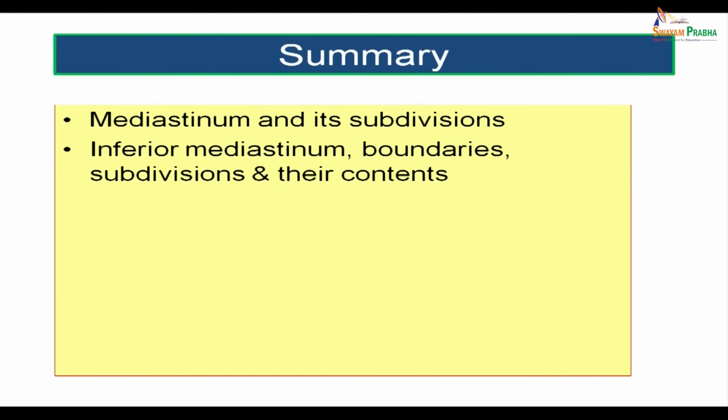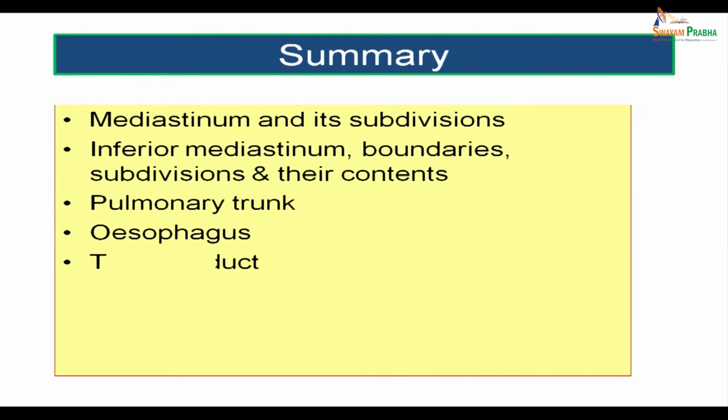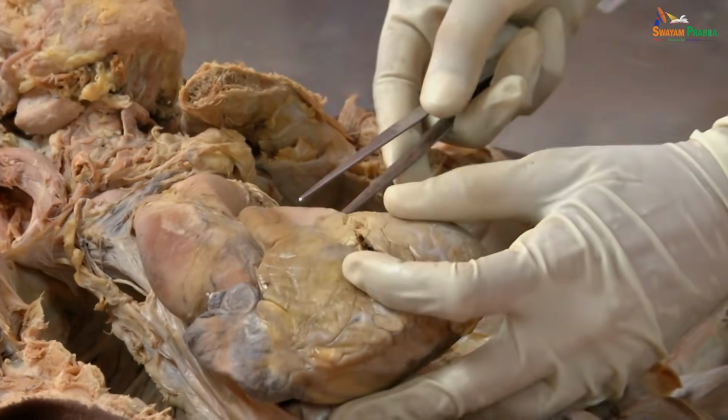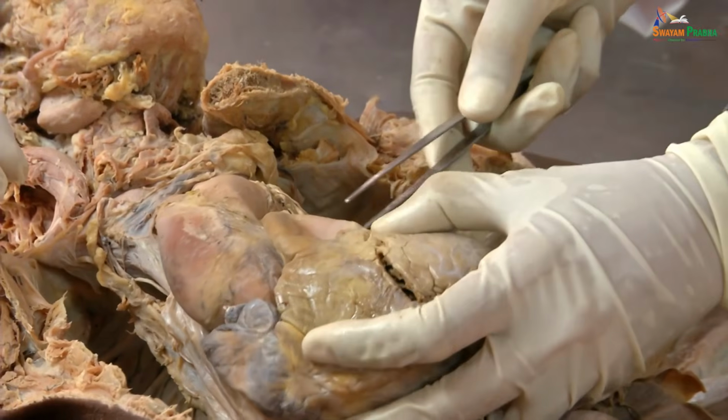We looked at the inferior mediastinum, the boundaries, subdivisions and the contents of each part of the mediastinum. We spoke in detail about the pulmonary trunk, the esophagus, the thoracic duct and the azygous venous system, and lastly the thoracic sympathetic trunk. Now, let us look at the structures in the mediastinum.